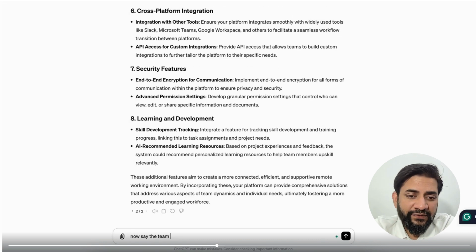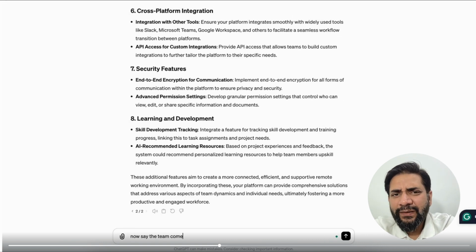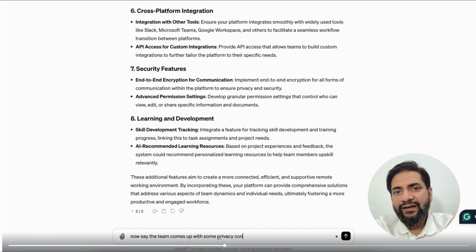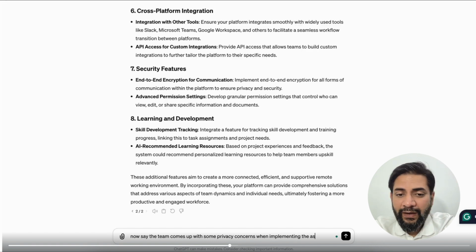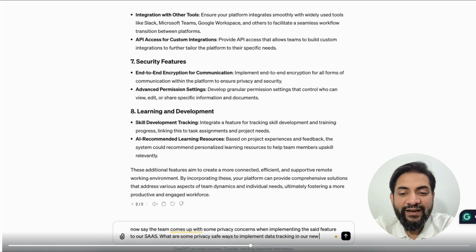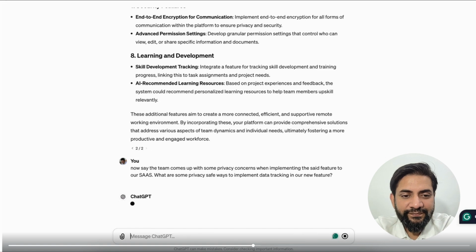Now, once we have these, let's say the team comes up with some privacy concerns because we are collecting people's data. There will be privacy concerns coming up. So say the team comes up with some privacy concerns when implementing these features to our SaaS. What are some privacy safe ways to implement data tracking in our new feature?